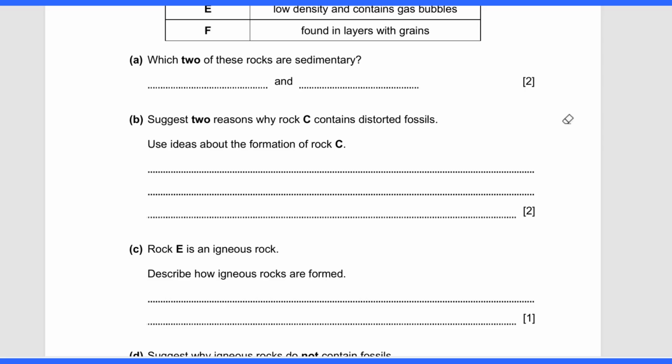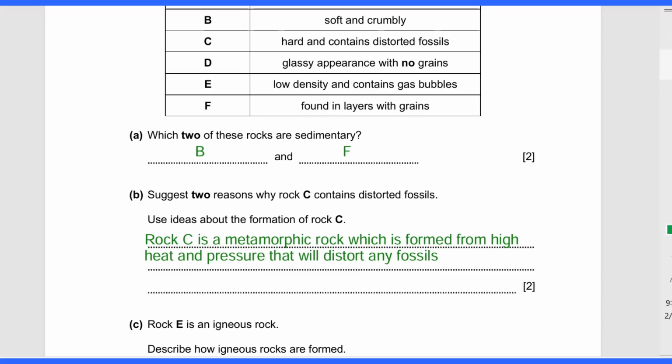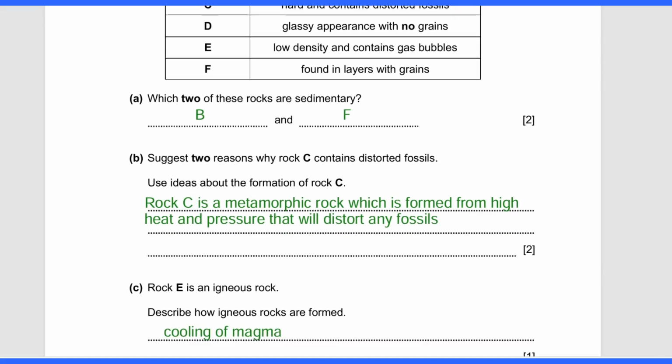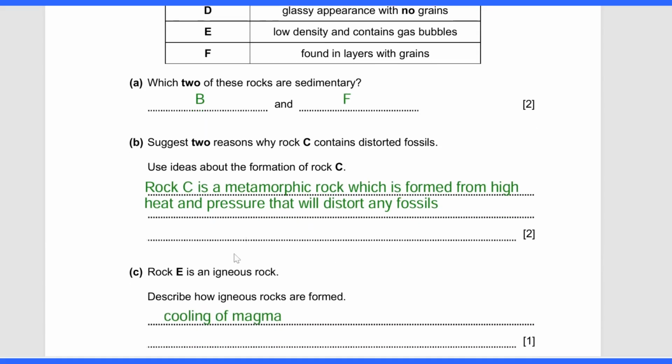Next. Now we are in question C. Rock A is an igneous rock. Describe how igneous rocks are formed. If you follow the explanation, you can answer this question. Alright, if you have not finished, you may pause this video. Let's open up the answer, guys. Igneous rocks are formed from the cooling of magma. Alright, let's move on.